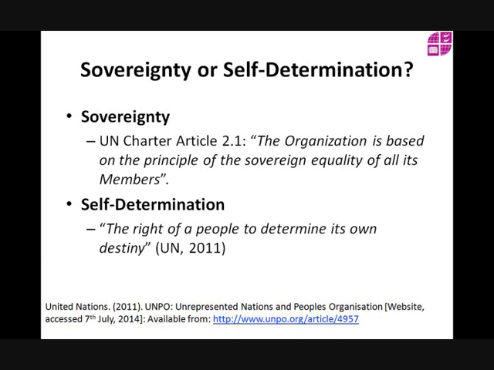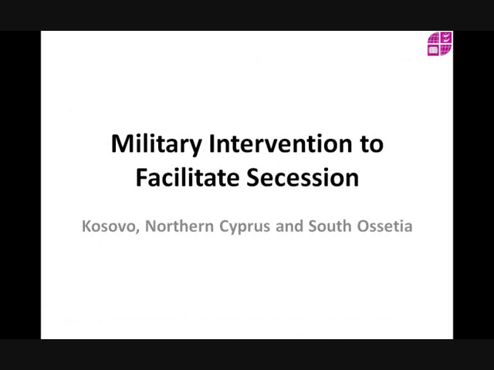And we'll talk through the examples. It might make more sense with examples. So again, back to the title, Military Intervention to Facilitate Secession. We have wars to help people get independence. And that's a simple way of saying it. Wars to help people get independence.